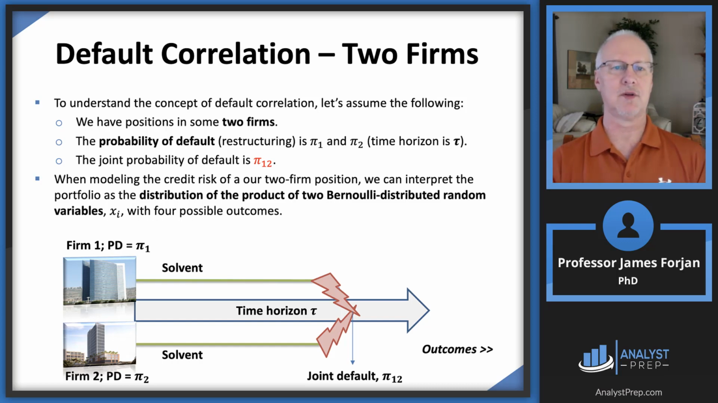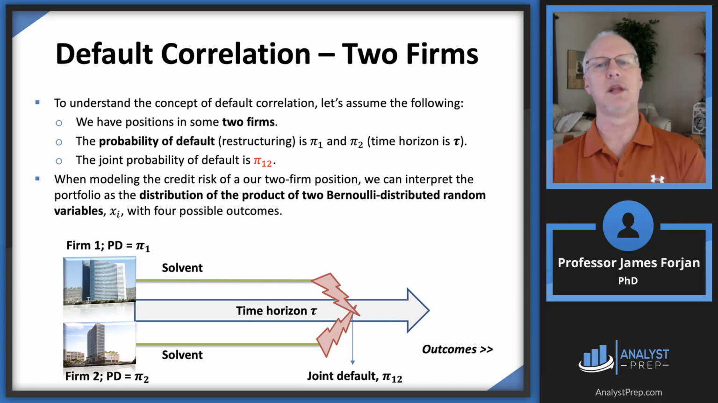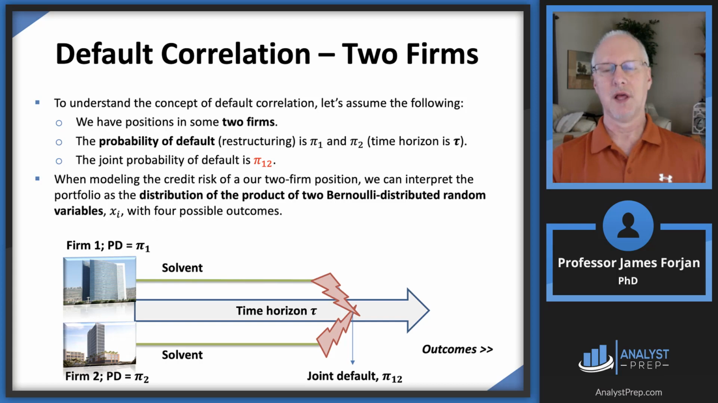So let's go back up to the circle points. We have positions in the two firms. The probability of default for each firm is defined as pi sub 1 and pi sub 2. And that time horizon is time period tau. And then the joint probability of default, and I have this in red bold, is pi sub 1,2. So that's where the two lightning bolts hit at the same time.